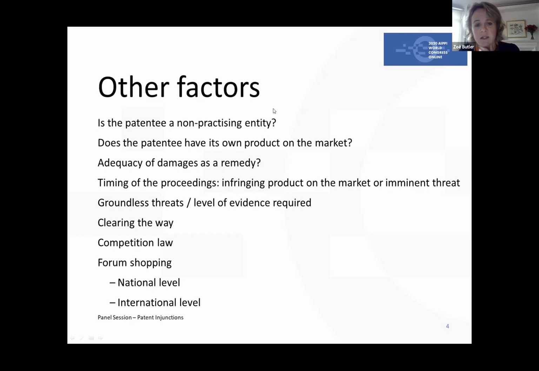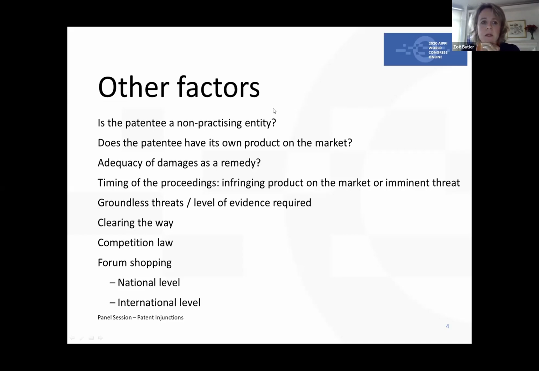But as I mentioned, the Neurim and Mylan case earlier is an example of a pharma and generic case where a PI wasn't granted, because the patentee failed to establish that damages wouldn't be an adequate remedy. It was specific to its facts, but it shows the importance of that as a factor.